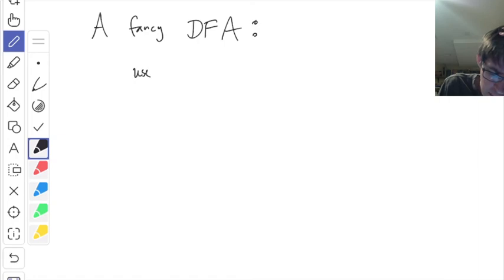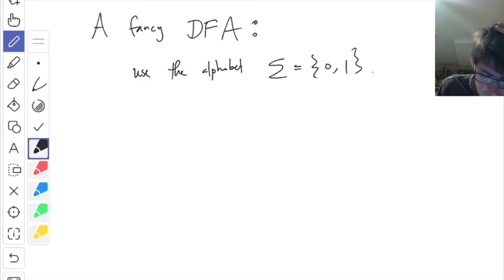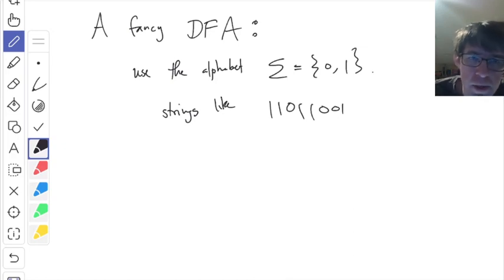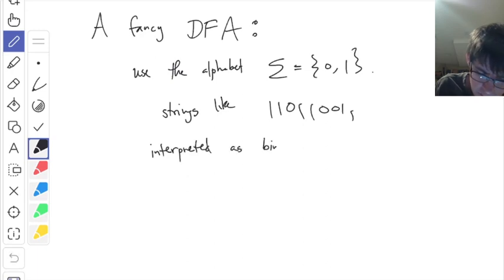Let's use the alphabet consisting of just 0 and 1. And so, strings like 110, 11001, like that, right? All our strings will just be a bunch of zeros and ones stuck together. And I would like to make a DFA which does some kind of mathematical analysis of this string as if it were a binary number. So the strings are like this, and they are going to be interpreted as binary numbers.